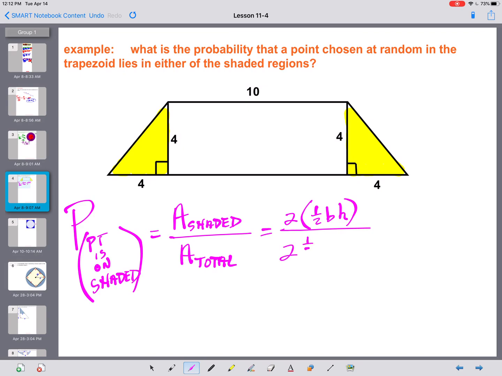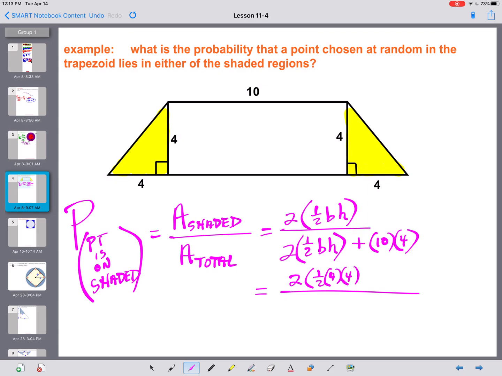Two triangles and one rectangle. What's the length and width of the rectangle? Yep, 10 by 4. Now, what number are you going to use for the base of the triangle? 4. What number for the height of the triangle? 4. On top, 2 because there are two triangles, 1/2, the base is 4, the height is 4. Over 2 again, 1/2, the base is 4, the height is 4.